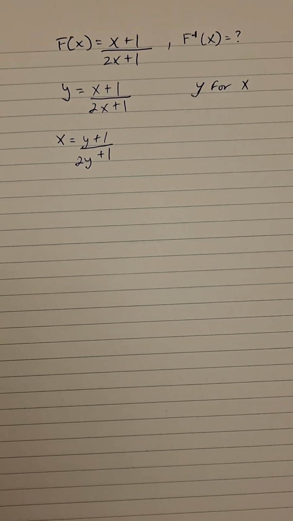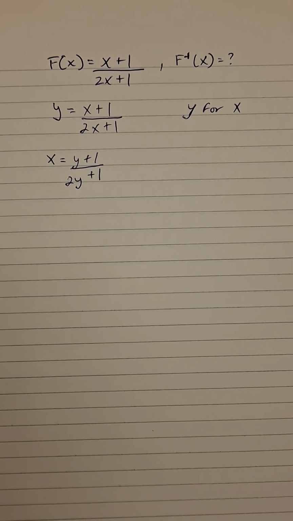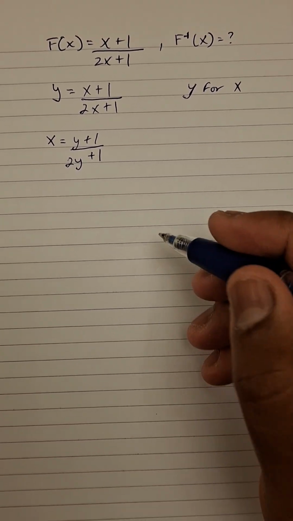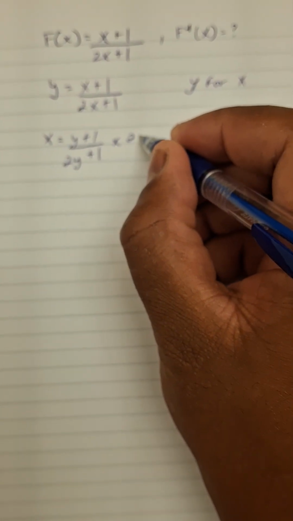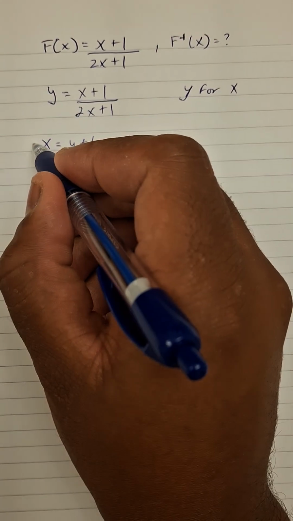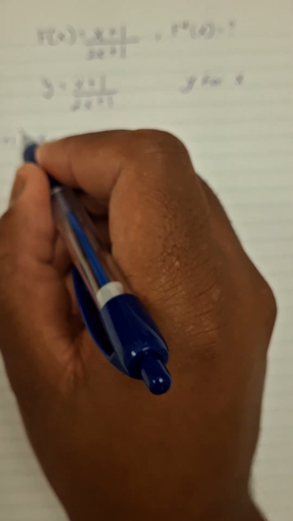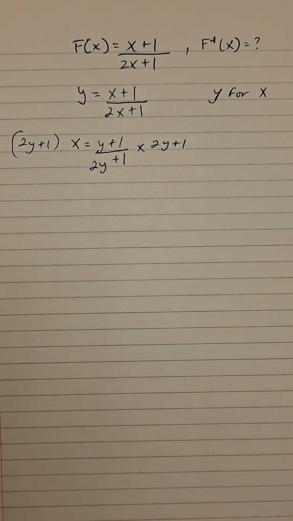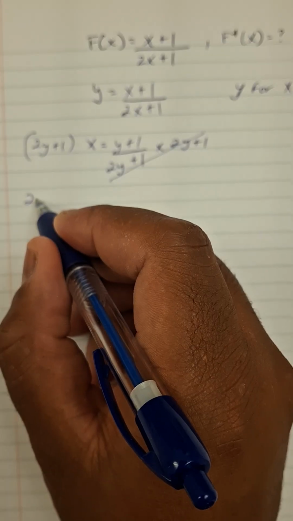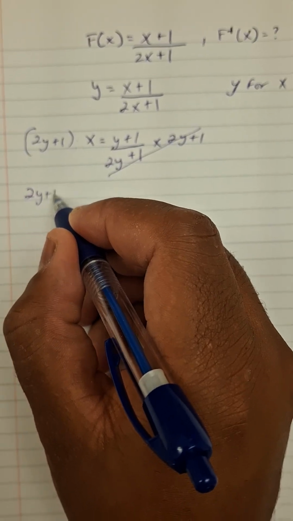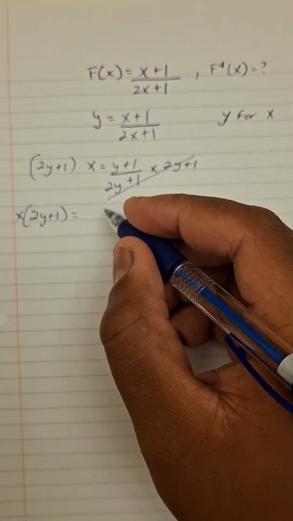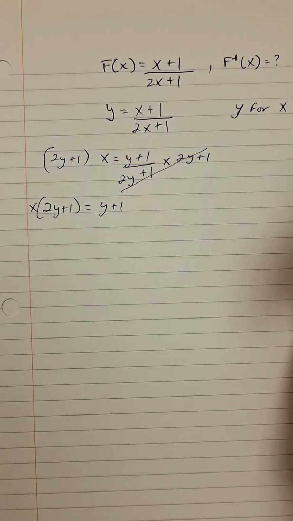And now what we want to do is have all of the variables on one side and the other variable on the opposite side. And so what we'll do here, we'll multiply by 2y + 1, because we're trying to solve for the inverse, and multiply this side by 2y + 1. And now this cancels, and now we have (2y + 1), all of that multiplied by x, and then we have y + 1.